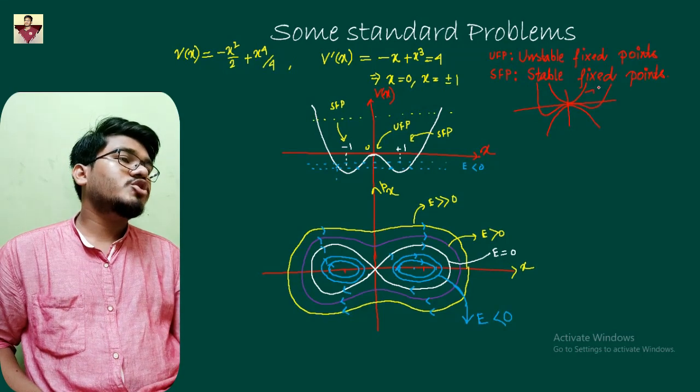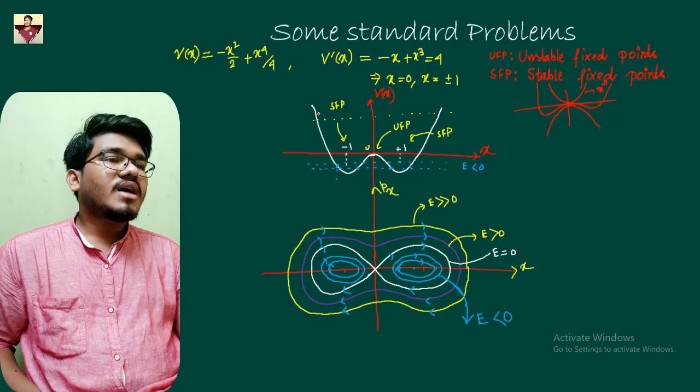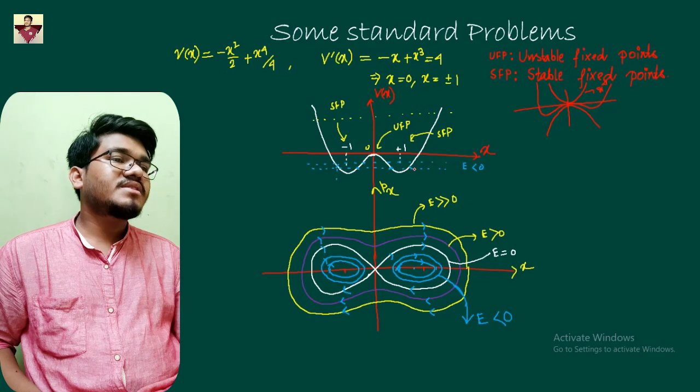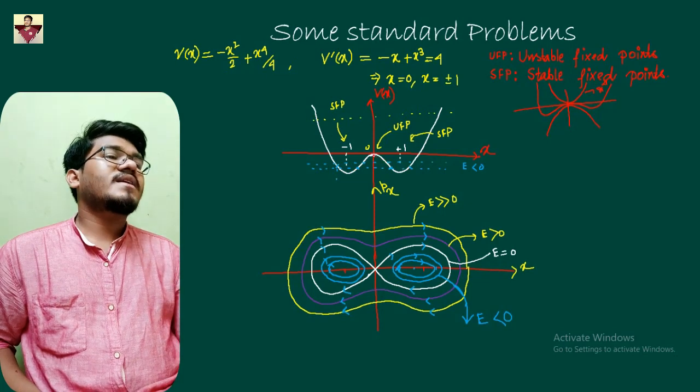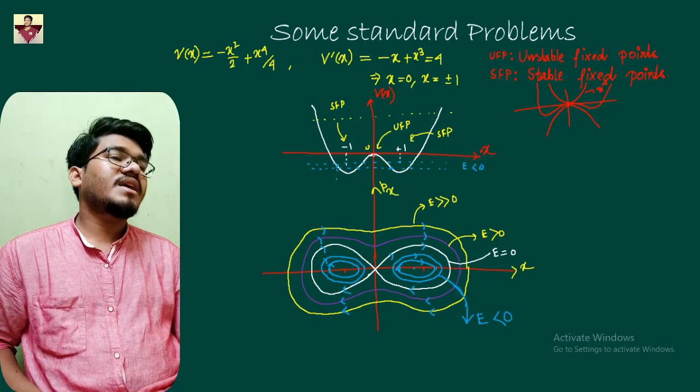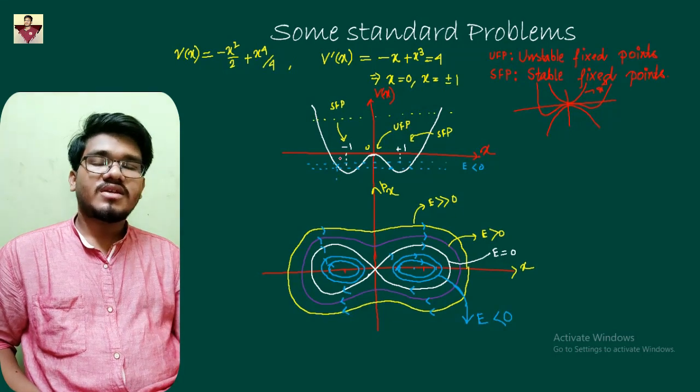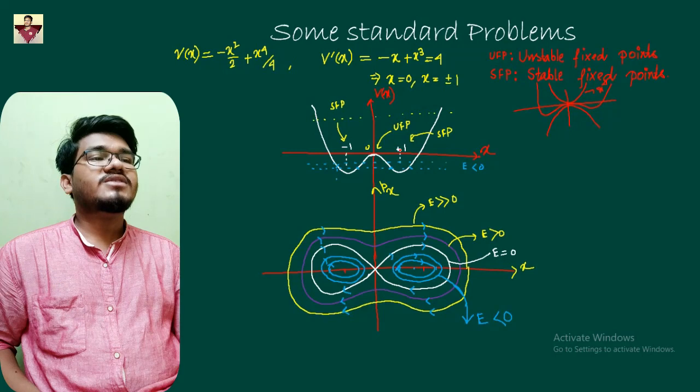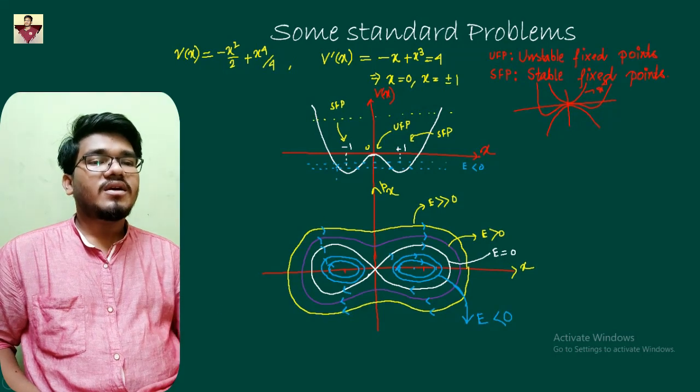As the x^4/4 power is much higher, the curve will bend towards x^4/4 and slightly minimize the -x^2/2 point. So the resultant V(x) is like this. Looking at the curve, you can easily tell that x equal to 0 is an unstable fixed point, right? And x equal to minus 1 and x equal to plus 1 are stable fixed points, right?